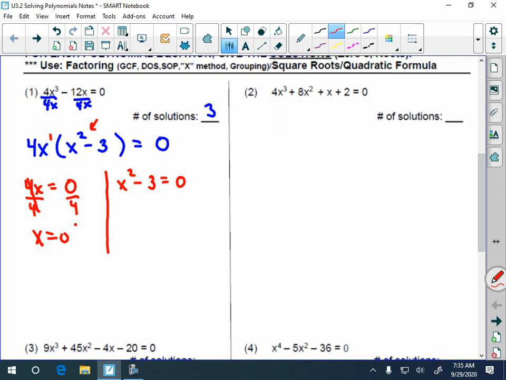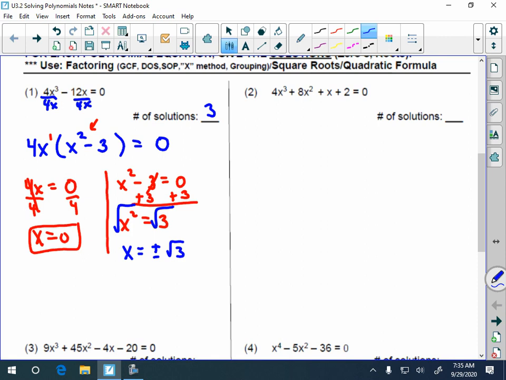So x equals 0 is one of the 3. And then I'm going to add 3 over. So here I can use the square root method to finish solving. Okay, it's going to be square root. And remember, you have to put plus or minus when you square root. And then square root of 3 doesn't simplify, so there's my other 2 solutions, plus and minus.